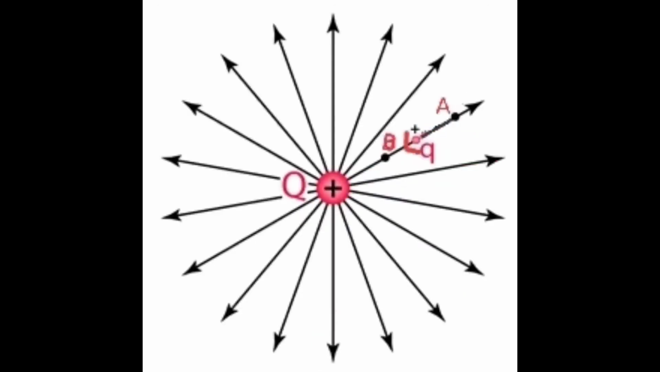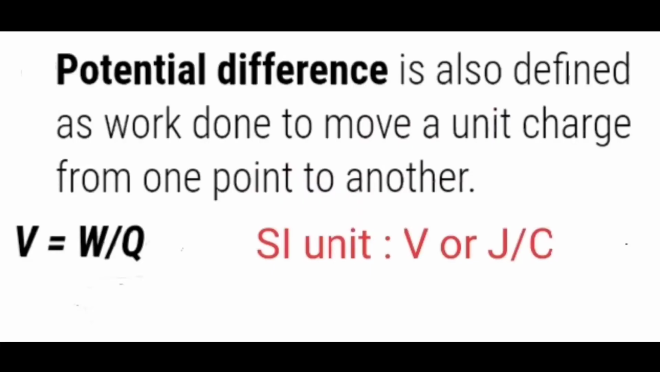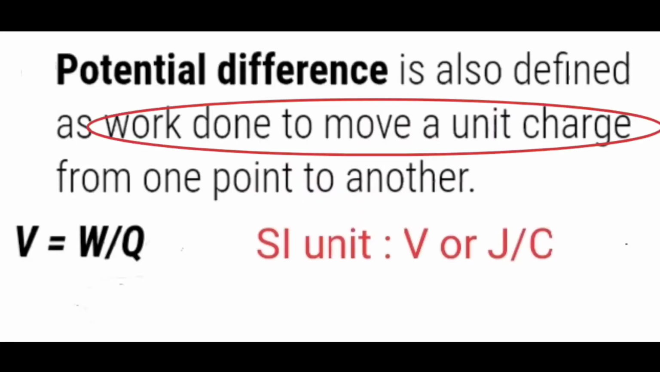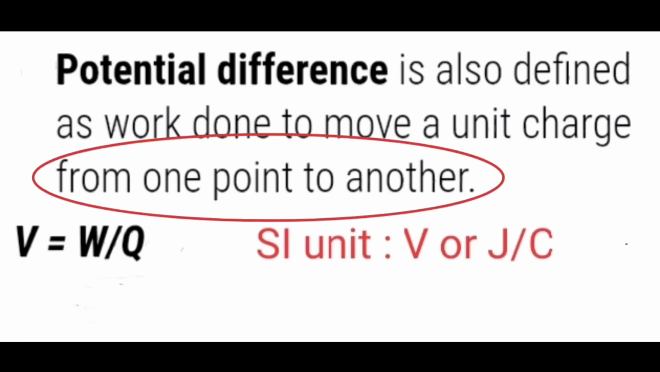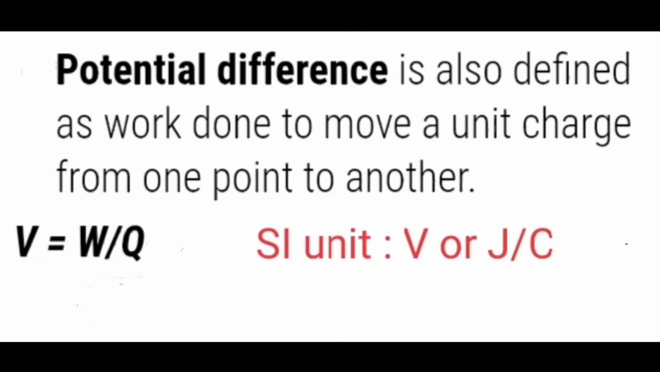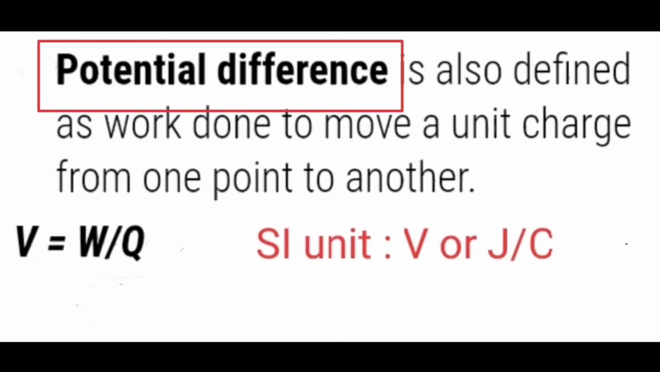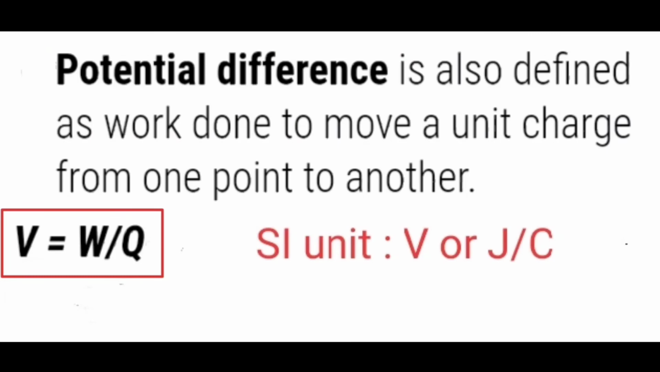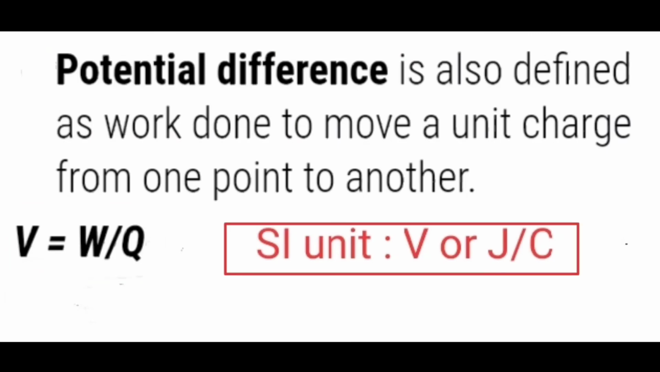Now I want to move a test charge from A to B in the electric field of source charge capital Q. For that I need to do some work. Here the work done to move a unit positive charge from one point to another point in an electric field against electrostatic force is said to be potential difference. V is equal to W by Q. SI unit: volt or joule per coulomb.